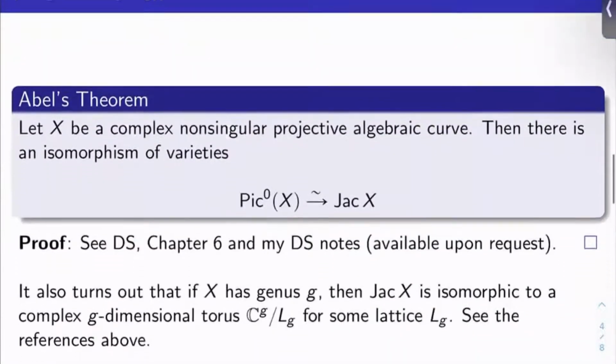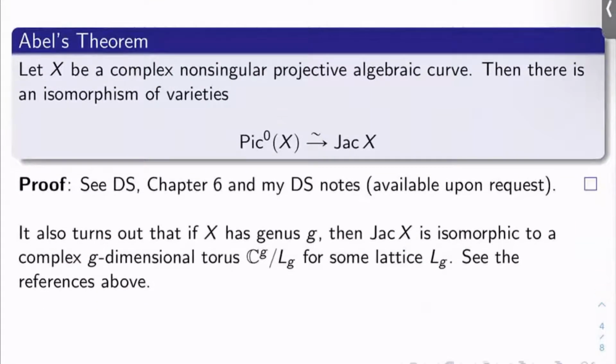Okay, and so then we have Abel's theorem, a very important theorem here. It says let X be a complex, so now I'm working over C, a complex non-singular projective algebraic curve. Then there's an isomorphism of varieties from Pic 0 of X to Jac of X. This shouldn't be too surprising, naively speaking, because, you know, moduli space of degree 0 line bundles, degree 0 divisors, presumably there's some matchup there. But yes, this is an isomorphism of varieties. This is covered in Diamond and Shurman chapter 6, although the information there is not complete. I have a set of notes on Diamond and Shurman that has more information and references on it. Those are available upon request if you would like them.